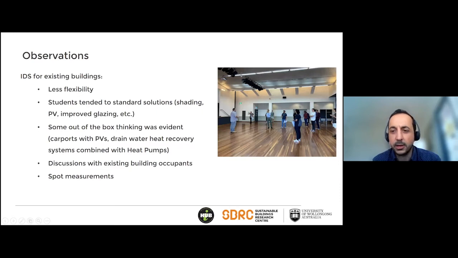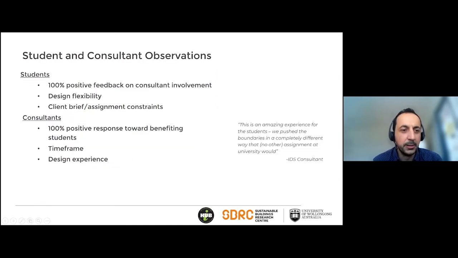The site visit proved to be extremely useful. The students ended up having discussions with the occupants at that time, and the occupants described their issues around the cooling systems and the heating system in the building. And with having an existing building, you can also use it to take spot measurements, especially a building like that, which is open to public.